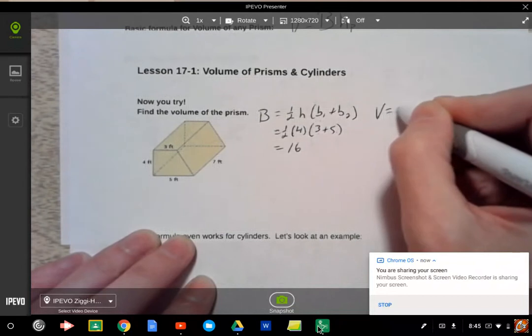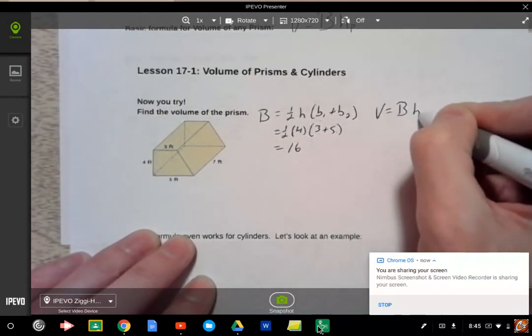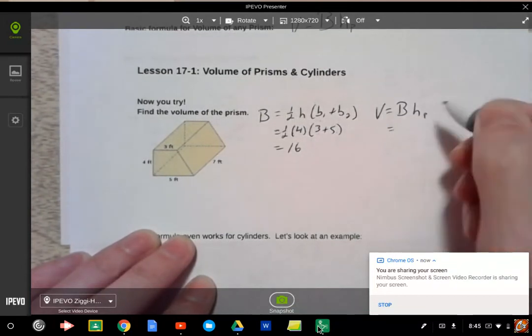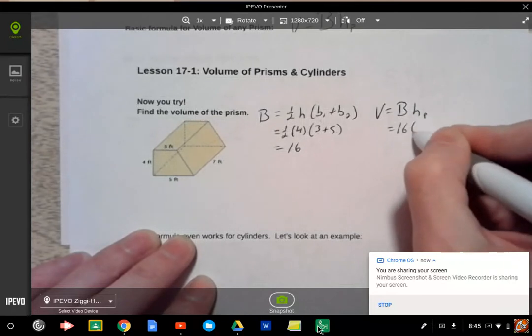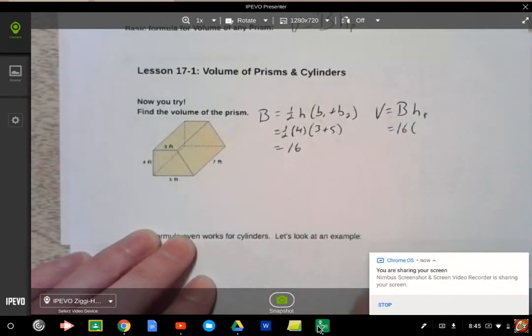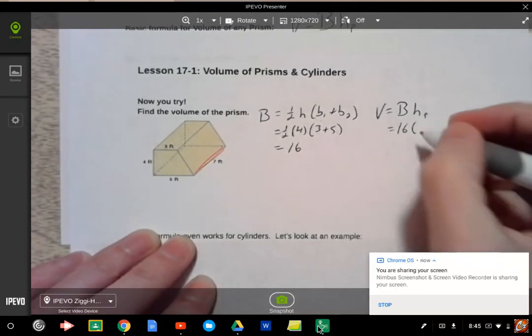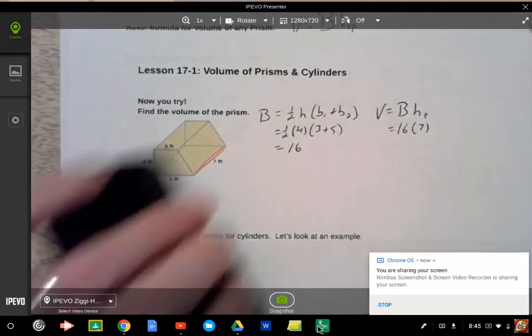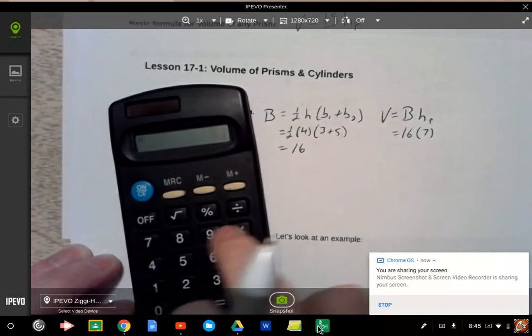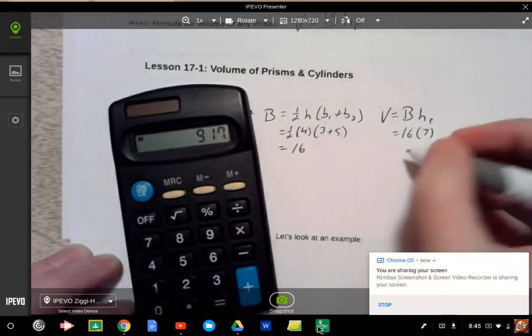So now the volume is the area of the base times the height of the prism. The area of the base is 16. We just found that. The height of the prism is going to be that 7 right there. So 16 times 7. I'm going to go to my calculator for that one. 16 times 7 is 112.